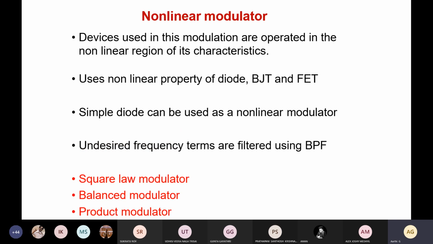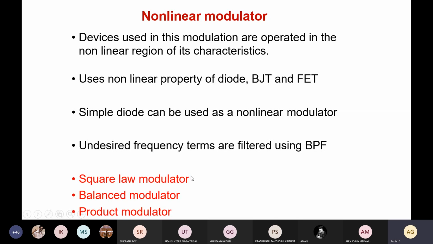So what is called nonlinear modulator? Devices used in this modulation are operated in the nonlinear region of its characteristics, and it uses the nonlinear property of the diode, BJT, and FET. All these are the devices which are used, and they are made to work in its nonlinear characteristics range. Simple diode can be used as a nonlinear modulator here. Undesired frequency terms are filtered using the bandpass filter. When you see the block diagram, you will understand the final output will be given to a bandpass filter, where the second harmonics or the high level undesired frequency terms will be filtered.